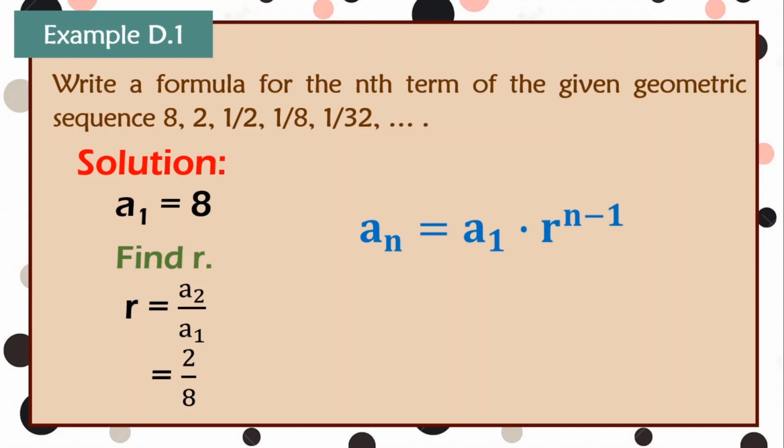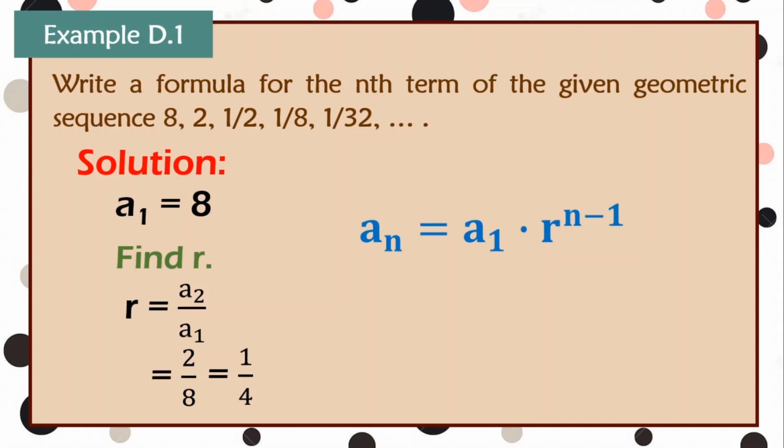Then simplify to get the lowest term of that ratio. 2 over 8 is 1/4. So therefore, our common ratio is 1/4. Always remember, you need to find the simplest form of the common ratio.